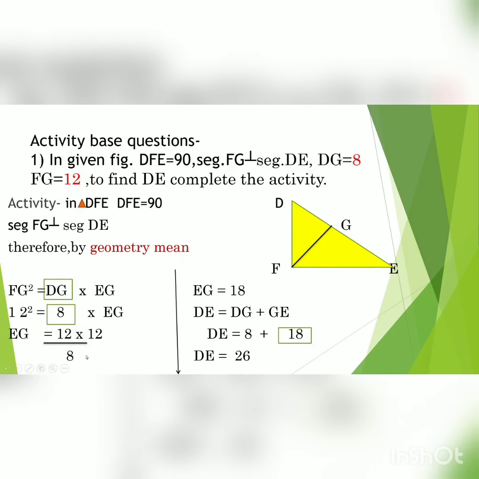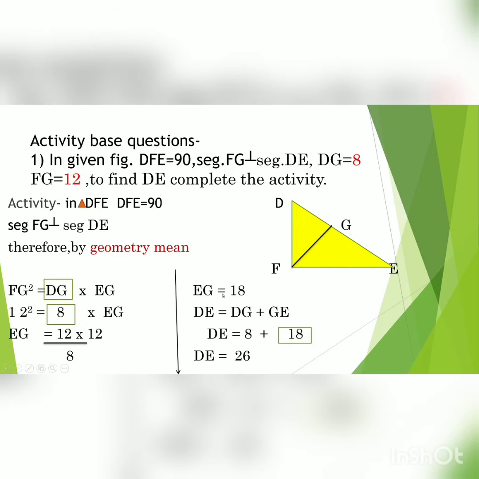You can divide 8 and 12 by 4. 4 2s are 8, 4 3s are 12. So again divide, 2 1s are 2, 2 6s are 12. 6 into 3, 18. You get in the next step EG is equal to 18.